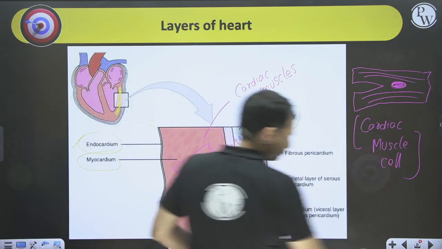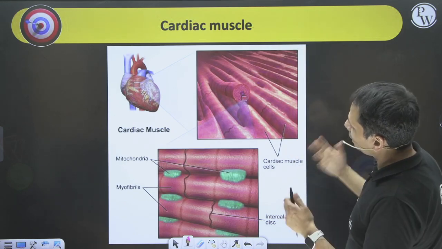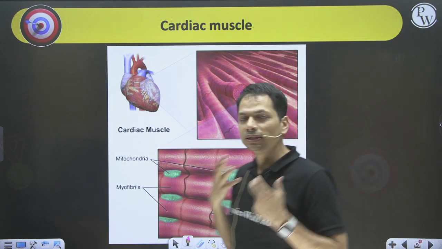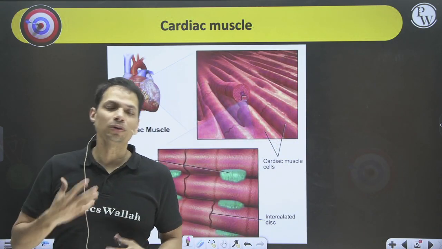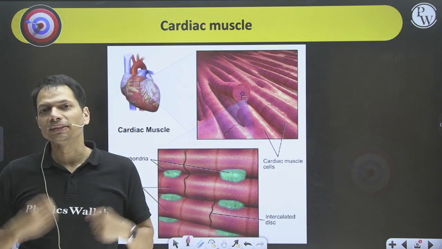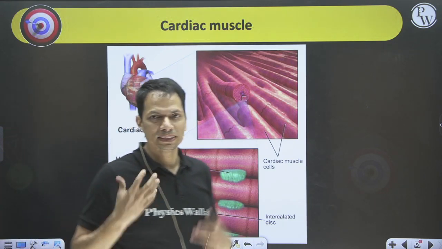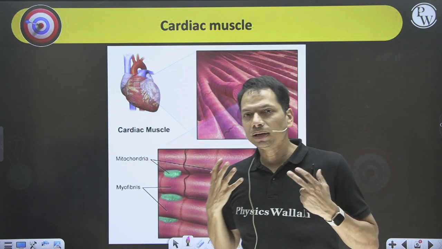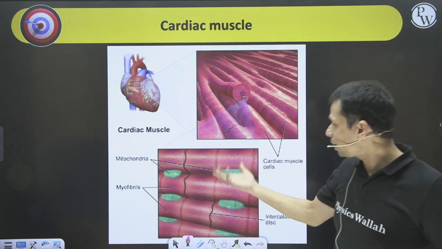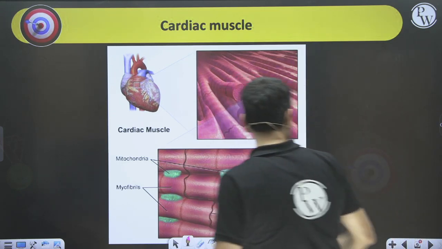Moving forward, this is a picture of cardiac muscle, and cardiac muscles are filled with lots of mitochondria. It has to be, because all the time it is beating, and we know mitochondria is the powerhouse of the cell, which provides ATP, the adenosine triphosphate, the energy currency. So it's common logic to think that the heart will have lots of mitochondria. This is the cardiac muscle cell.